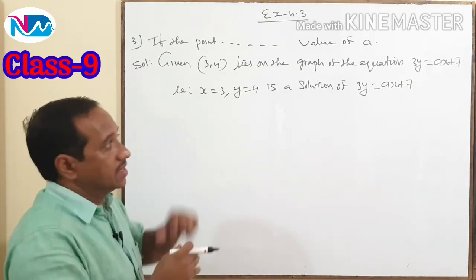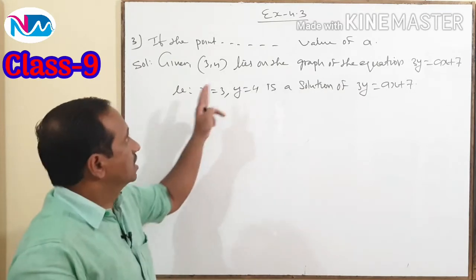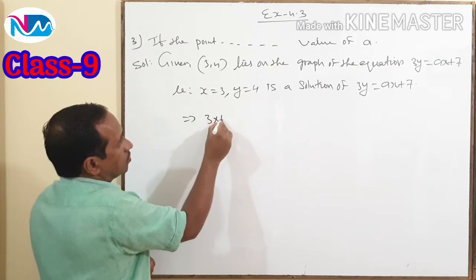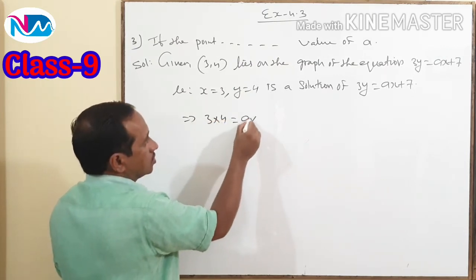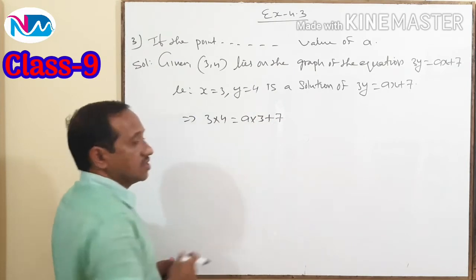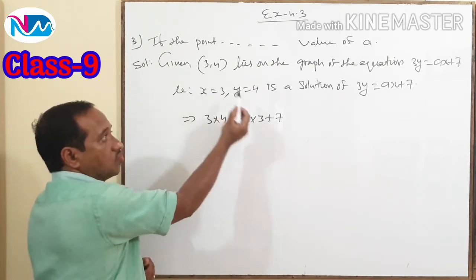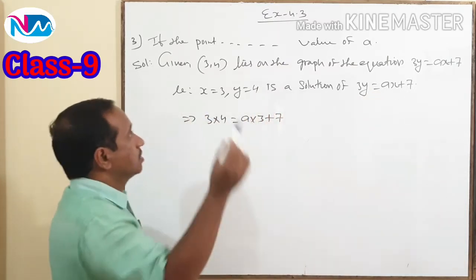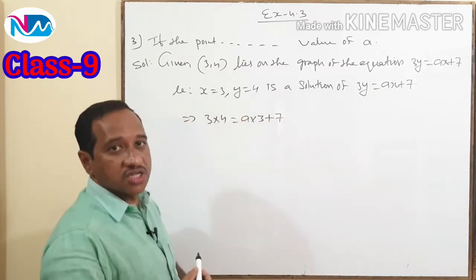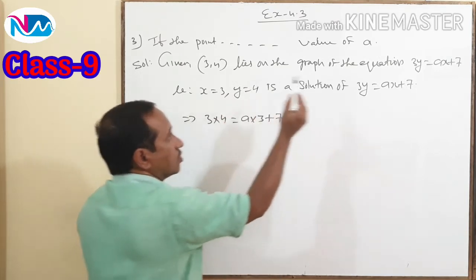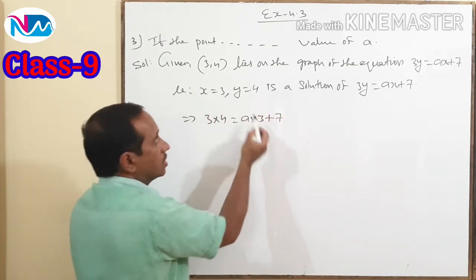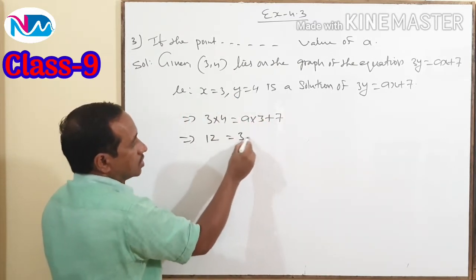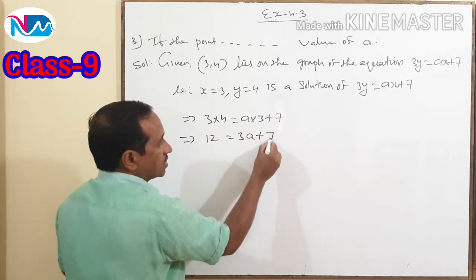Therefore, we can replace x and y with 3 and 4 respectively. That gives 3 into 4 is equal to a into 3 plus 7. X = 3 and y = 4 is a solution, means in the given equation x and y can be replaced with 3 and 4 respectively. Here I am replacing y with 4 and x with 3. We get 3 into 4, 12, is equal to a into 3, 3a + 7.